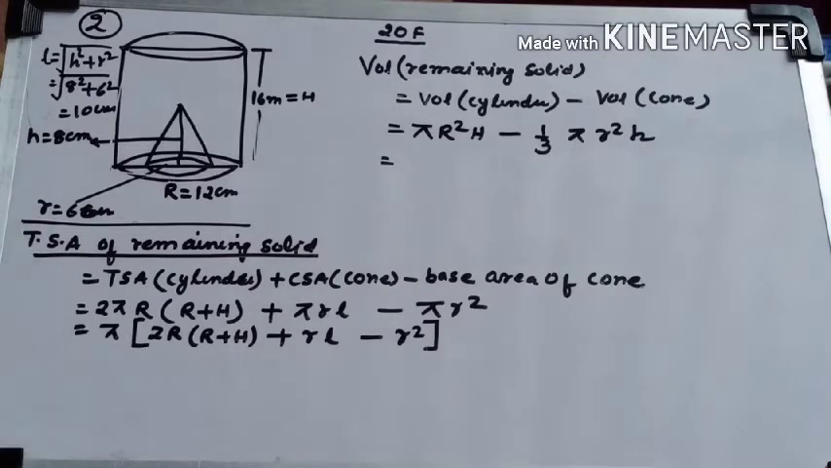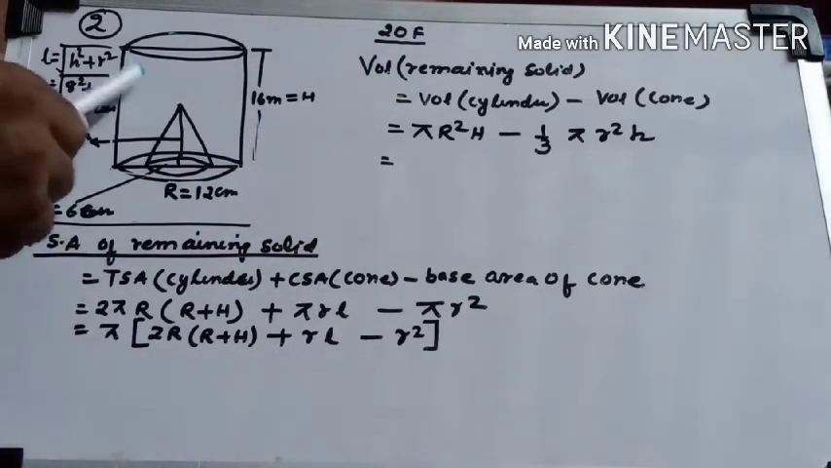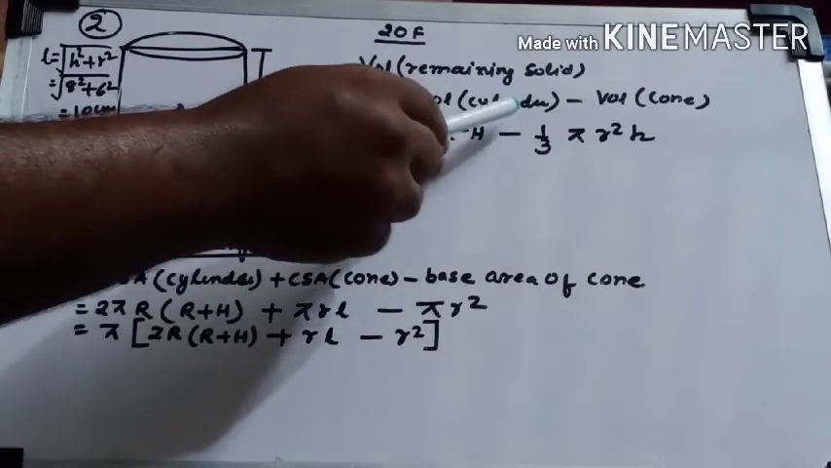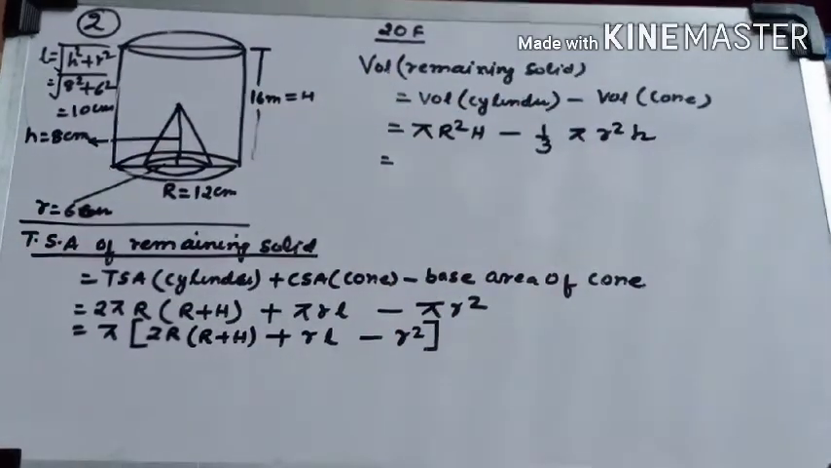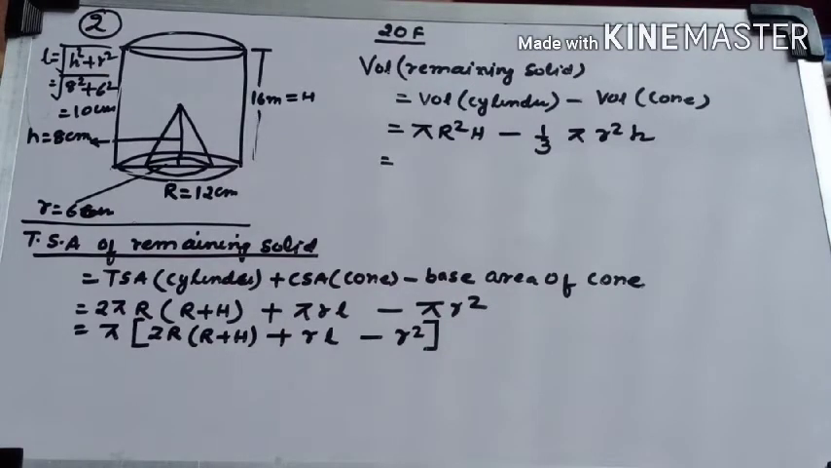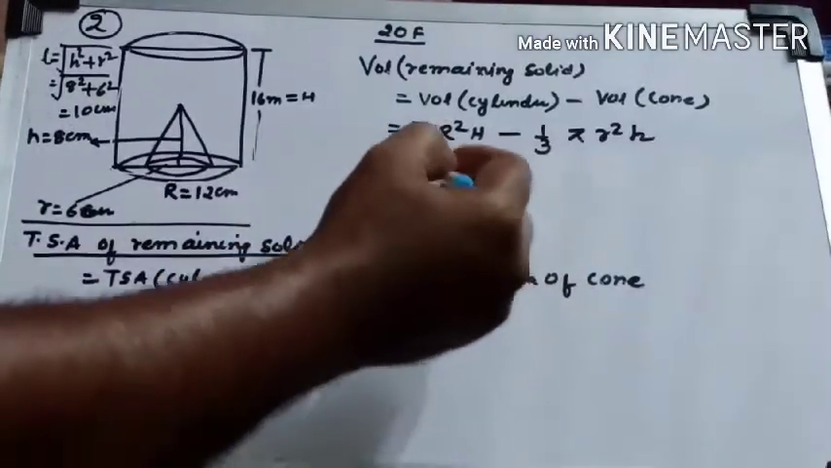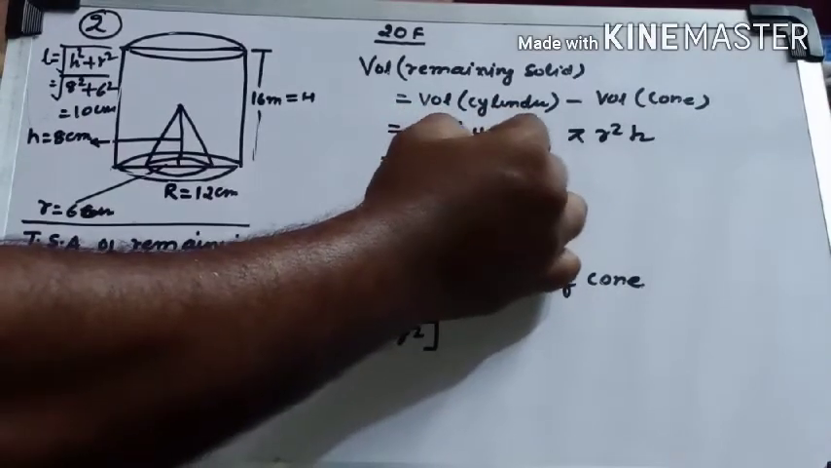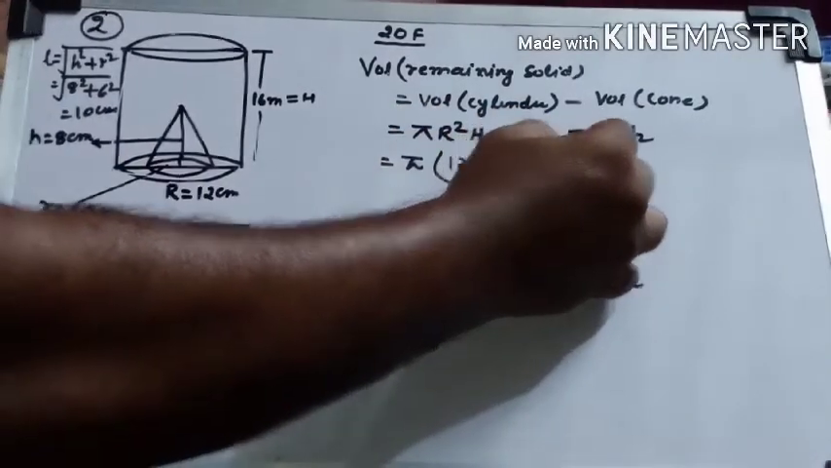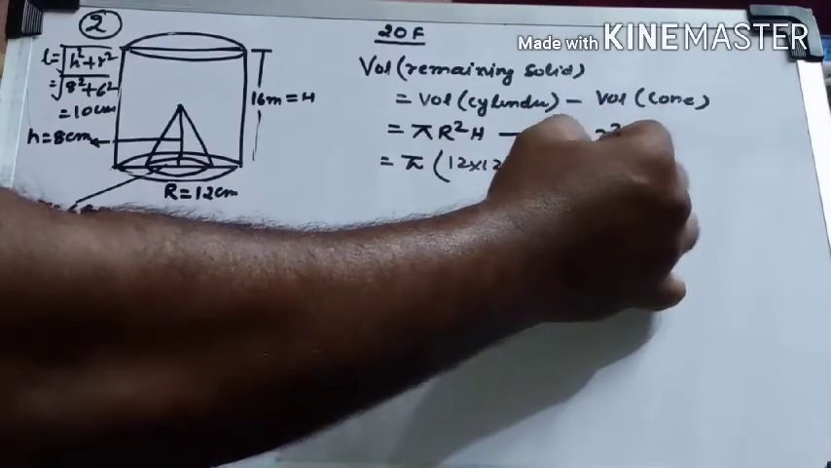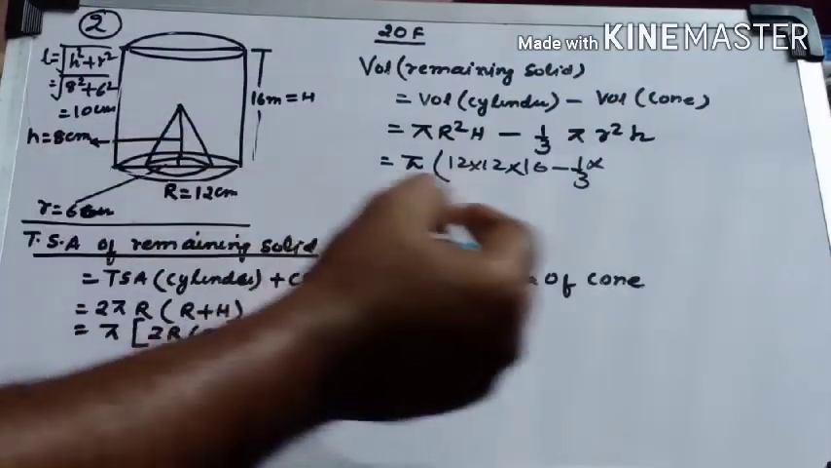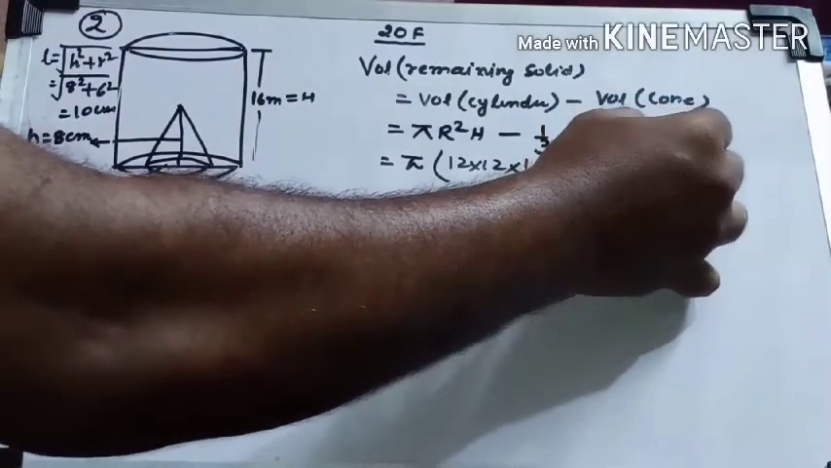Now what is asked, if conical cavity is hollowed out, then you have to find out the volume of remaining solid. So to get the volume of remaining solid, from volume of cylinder we'll subtract volume of cone. Volume of cylinder formula is pi r square h, and volume of cone formula is one third pi small r square h. So we'll take pi as common and we'll start putting the value. Radius is given 12 into 12 into h is given 16 minus, pi have taken common, so 1 by 3, radius of small cone is given 6 into 6, and height is given 8.